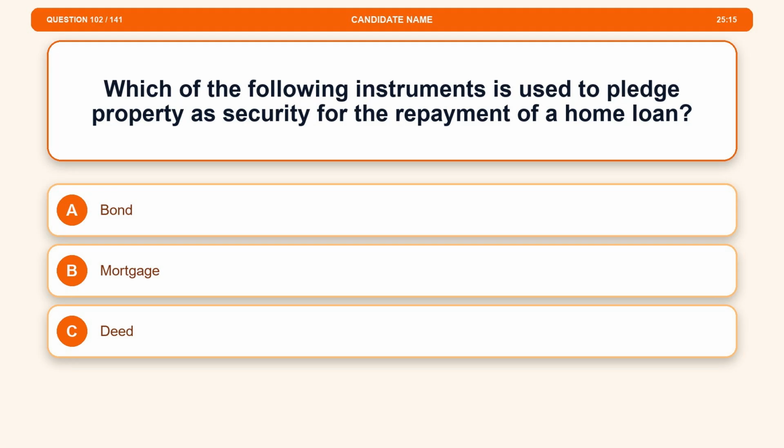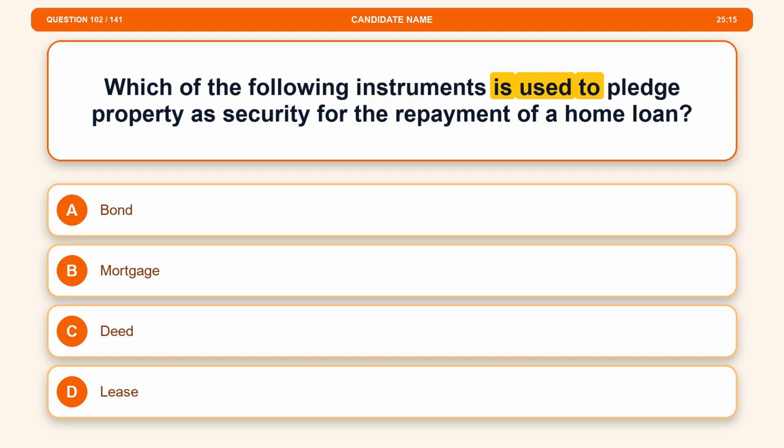Question 102. Which of the following instruments is used to pledge property as security for the repayment of a home loan? Option A. Bond. Option B. Mortgage. Option C. Deed. Option D. Lease.